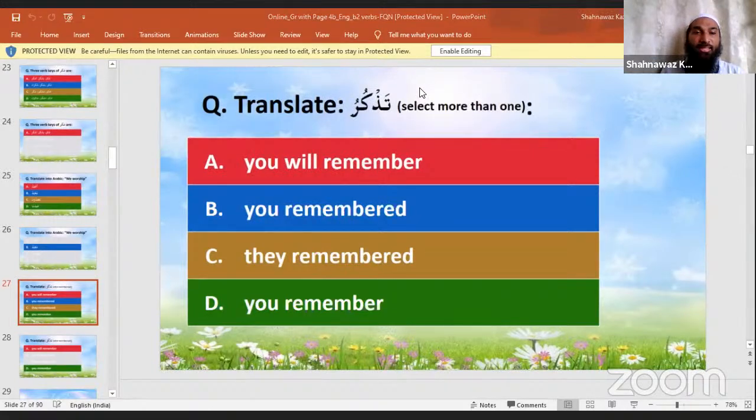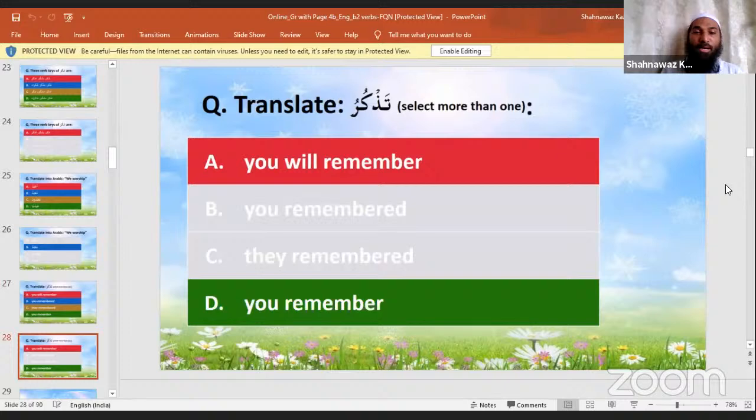Translate the word tazkuru. Tazkuru is: you will remember, you remembered, they remembered, and you remember. What is tazkuru? You will remember and you remember, because the present tense has two things, present and future both.